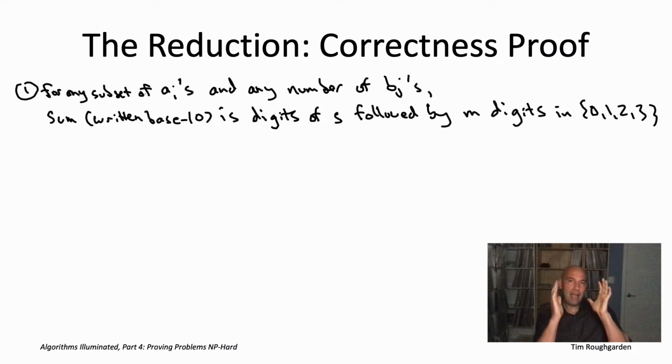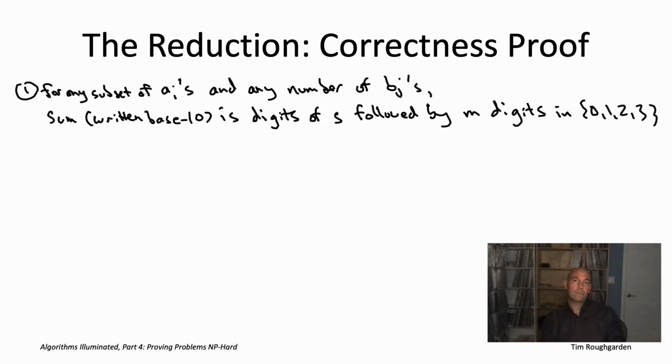Well, it's definitely going to have S, the number of AIs, as its leading digits, because those are the only ones that have a 1 in the leading digit. So in our example, the sum is going to start with a 1 and a 7, because there are 17 of the AIs. Then we're going to have these M trailing digits, 1 for each of the edges. And each of those trailing digits is going to be either 0, 1, 2, or 3. And the reason is that there are only 3 different numbers that we've constructed that could possibly contribute to one of the trailing digits.